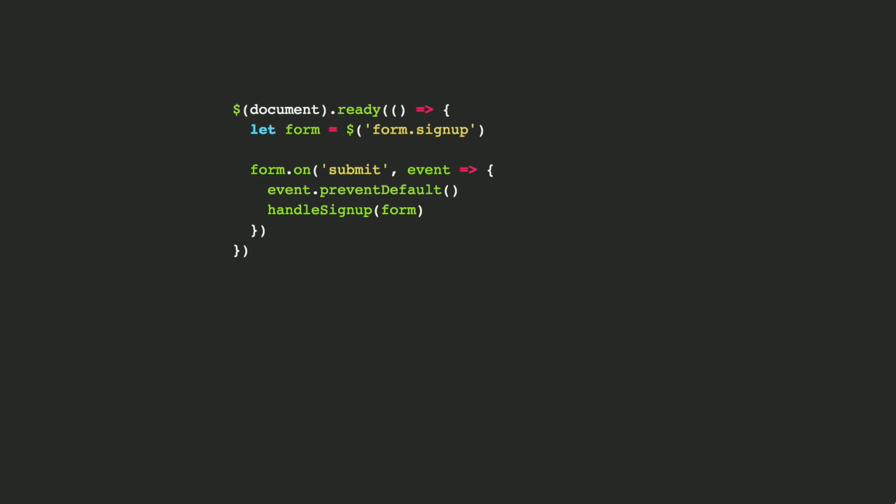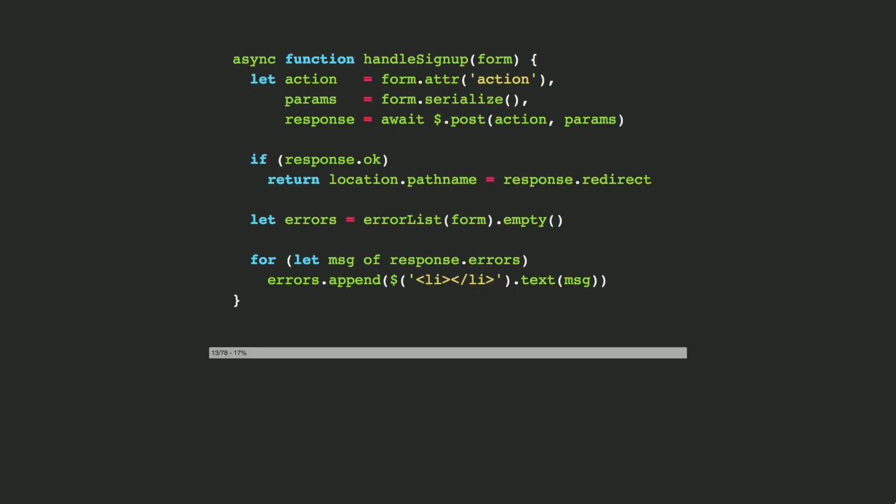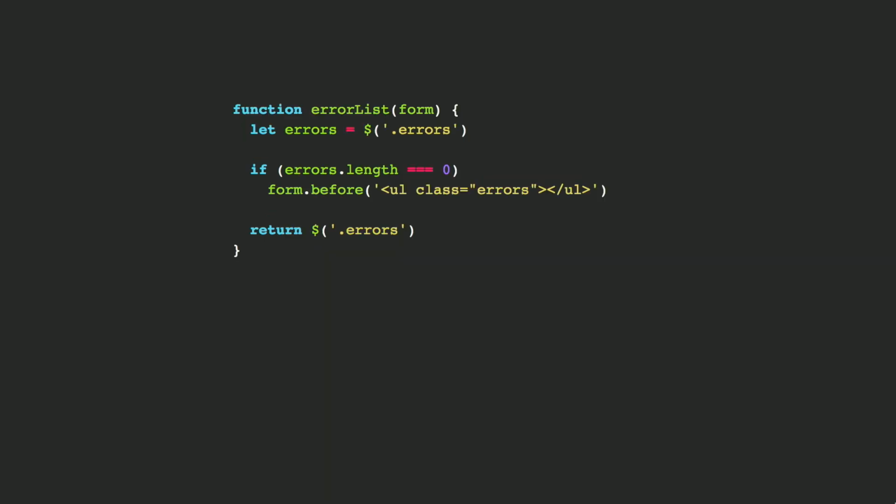On the client side, we have a little bit of jQuery to go and get our form and handle form submissions ourselves rather than letting the browser submit the form. We're going to prevent that happening and handle it ourselves. And the way we're going to do that is with this handleSignup function that takes the action and the parameters from the form, sends a POST request to the server using that data, and then if the response is successful, then we redirect by changing the location object. Otherwise, we fall through and we display the list of errors that we got from the server. This errorList function is just a helper that puts a list to hold the errors on the page if it doesn't exist already.